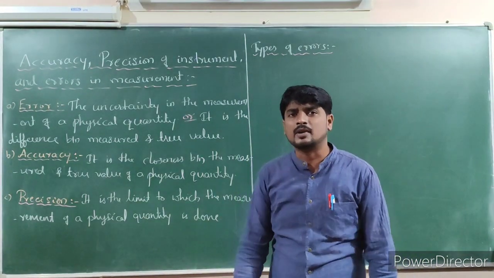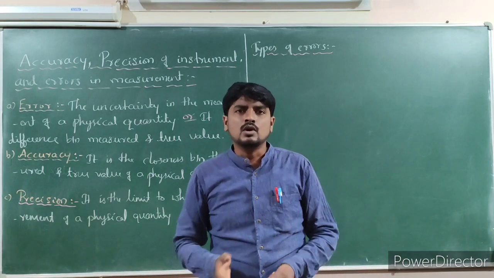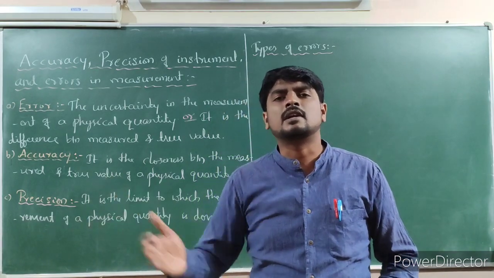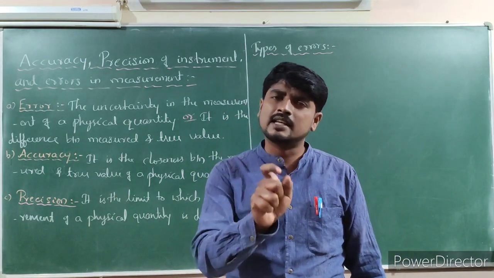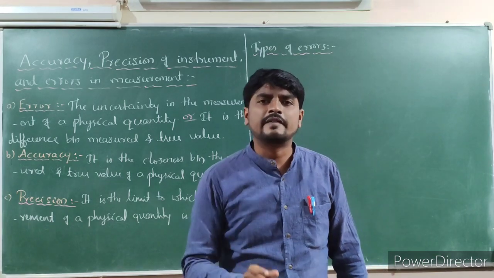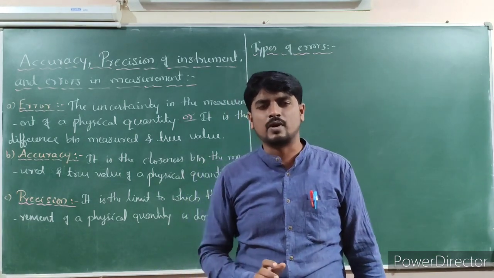Second thing is, let's go for accuracy. Now accuracy means what? So what is the true value? The true value is 9.8 meter per second square. That was simple, I am taking an example. Acceleration due to gravity is 9.8 meter per second square.